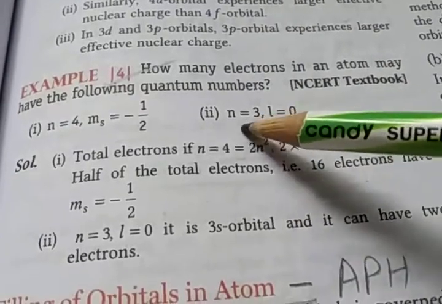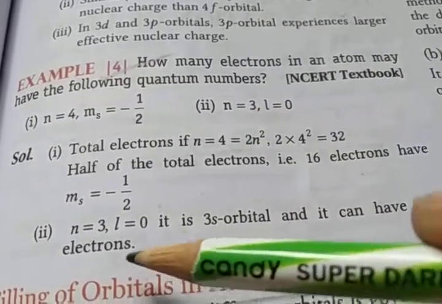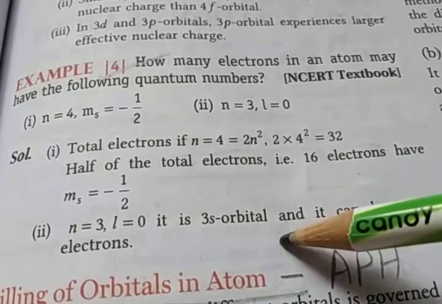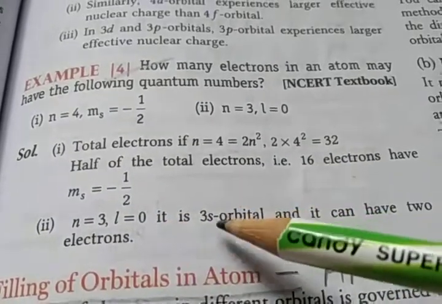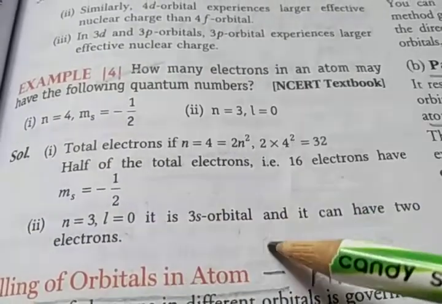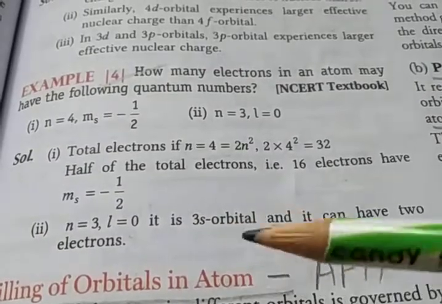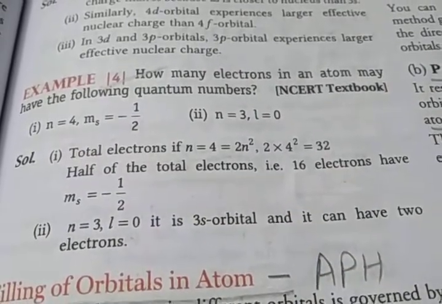Then the second one: n is equal to 3, l is equal to 0. So 3 means 3s orbital, and 0 means s. So it is the 3s orbital. So it can have s orbital only, for 2 electrons.